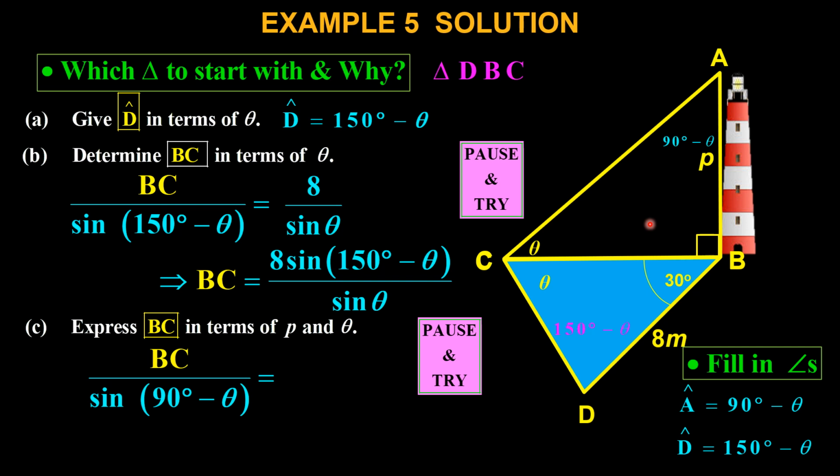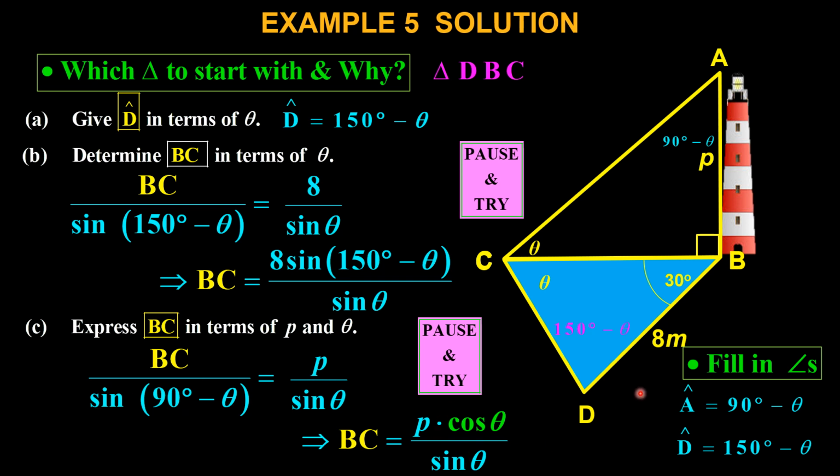So let's see. I've got BC goes with 90 minus theta, so it's sine 90, and the P goes with theta, so P goes with sine of theta. But what is sine of 90 minus theta? That's correct. We should know that is cos of theta, it's a co-ratio. Then we times by cos of theta. So BC is P cos of theta over sine theta. That cos of theta is the sine of 90 minus theta.